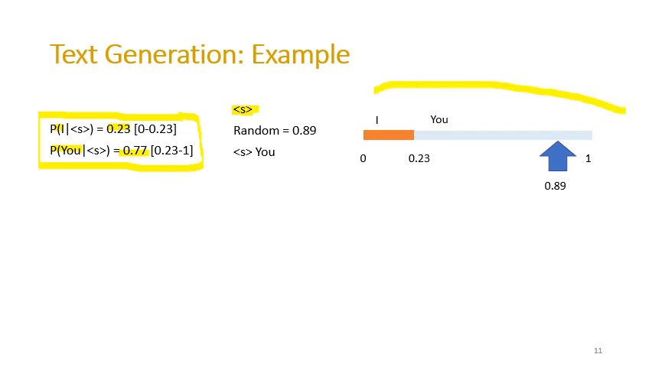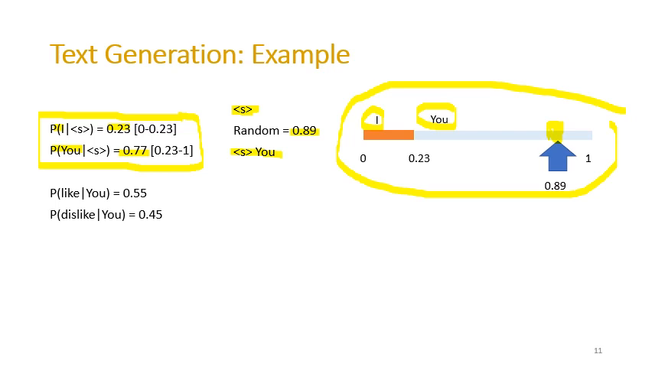Now you may draw something like this. The range from 0 to 0.23 belongs to the word I. The range from 0.23 to 1 belongs to the word U. Now you throw a random number. Let's say you get 0.89. It falls here, so you know that you're picking the word U as the first word. Now your sentence is the start symbol followed by U.